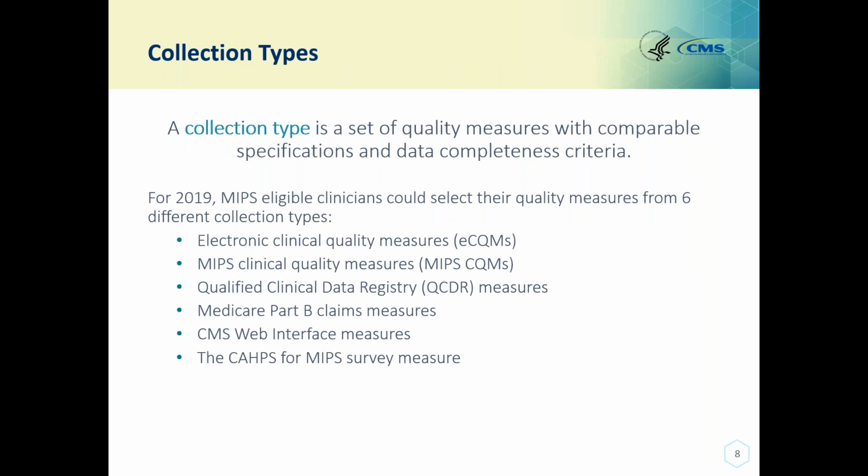Our collection types. So this is something that we had set forth in rulemaking and now are reflecting across the program. A collection type is a set of quality measures with comparable specifications for data and completeness. In 2019, clinicians could select their measures from 6 different collection types: ECQMs, MIPS CQMs, registry QCDR measures, Part B claims measures, web interface measures.